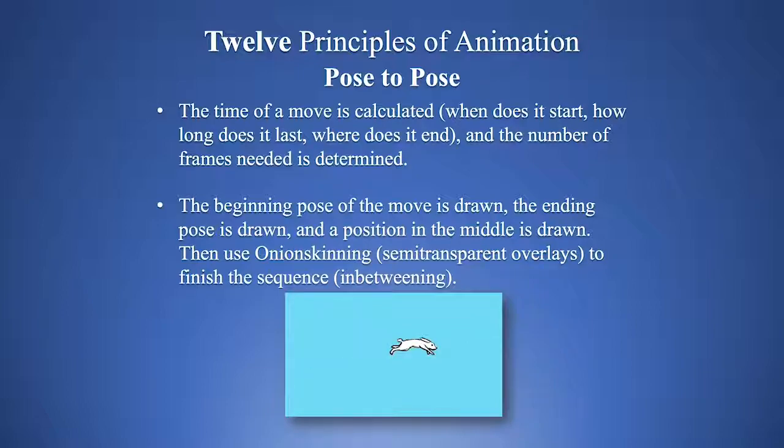Pose to pose. The time of a move is calculated. When does it start? How long does it last? Where does it end? And the number of frames needed is determined. The beginning pose of the move is drawn. The ending pose is drawn. And a position in the middle is drawn. And then you can use onion skinning, which are semi-transparent overlays, to finish the sequence doing in-betweening.